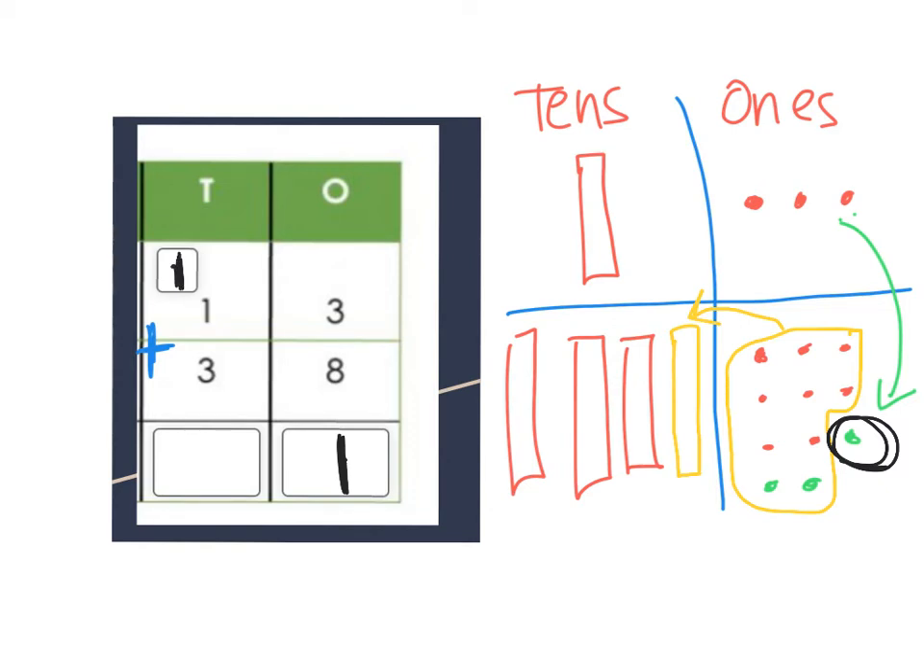So now I have 1, 2, 3, 4, 5. And then let's count 1, 2, 3, 4, 5 tens. So that is our final answer of 51. Let's do another problem.